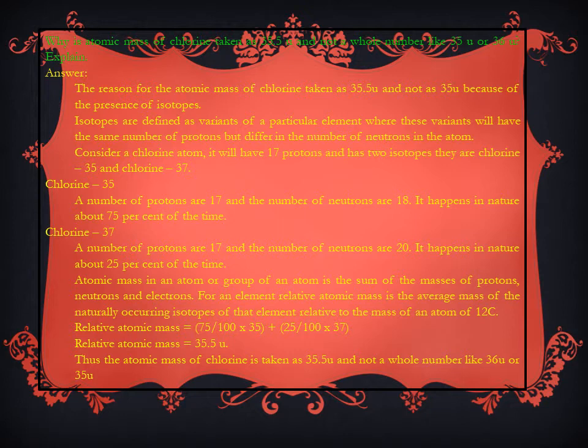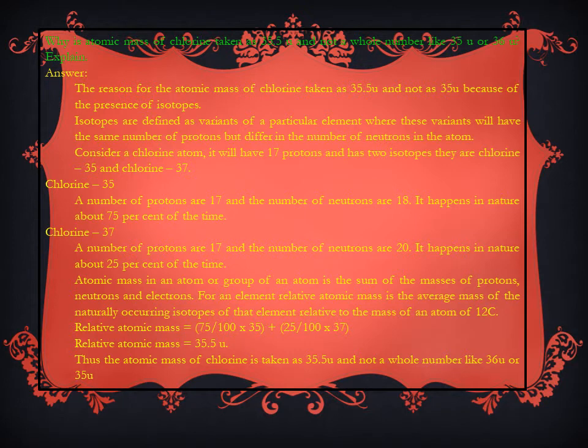Atomic mass of an atom or group of atoms is the sum of the masses of protons, neutrons and electrons. For an element, relative atomic mass is the average mass of the naturally occurring isotopes of that element relative to the mass of an atom of carbon 12. So now for the relative atomic mass, this is the calculation.